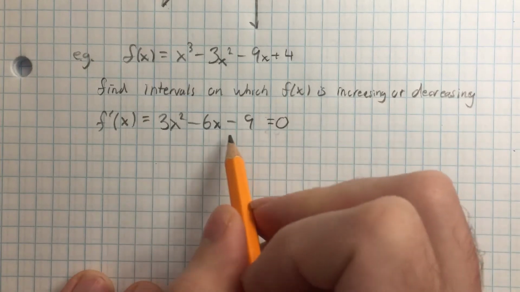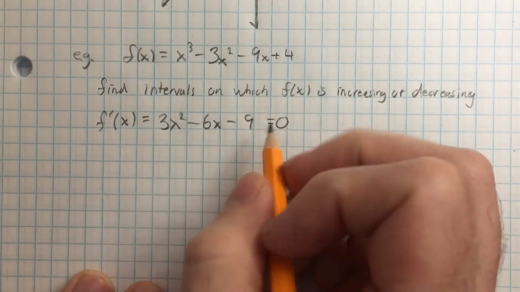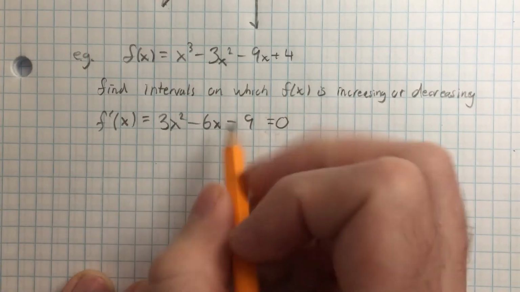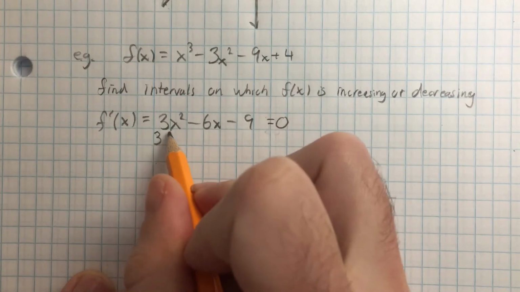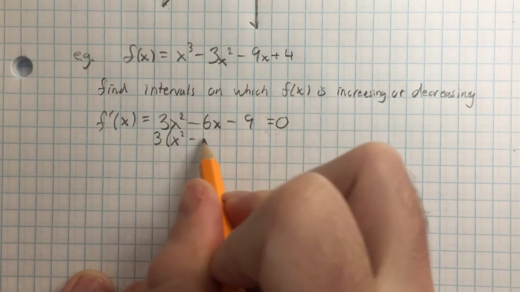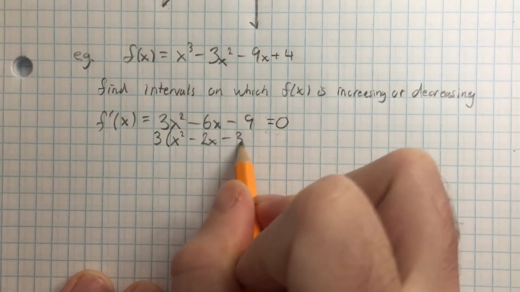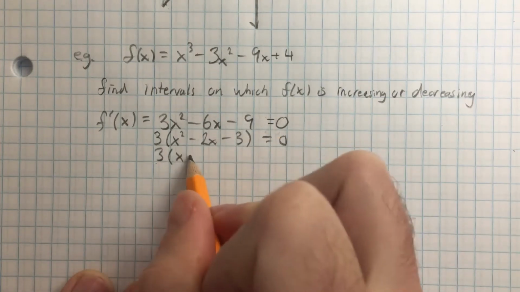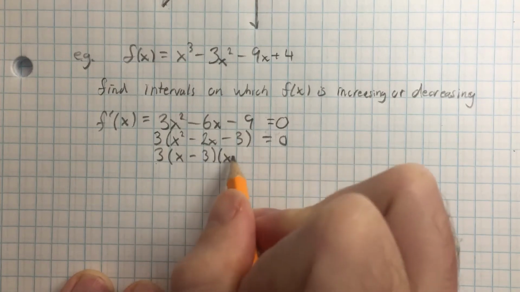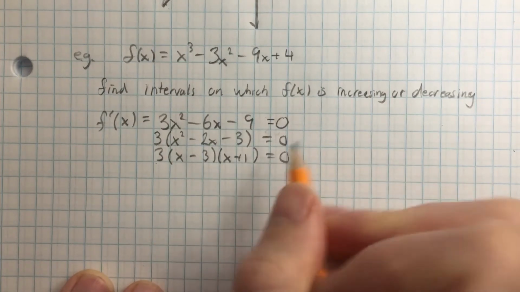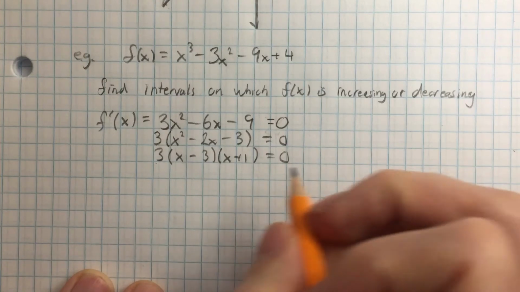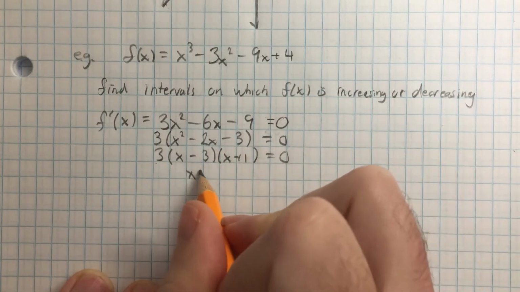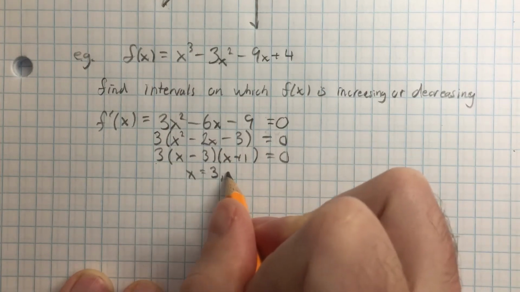Okay, I need to solve this equation. Standard quadratic equation, I'll try to factor. So I'll take the 3 out. I'll be left with x squared minus 2x minus 3. And then factoring again, we'll have x minus 3 times x plus 1. So we have a couple of solutions: 3 and negative 1. So x equals 3, negative 1.